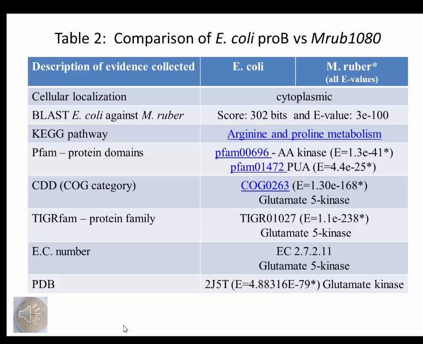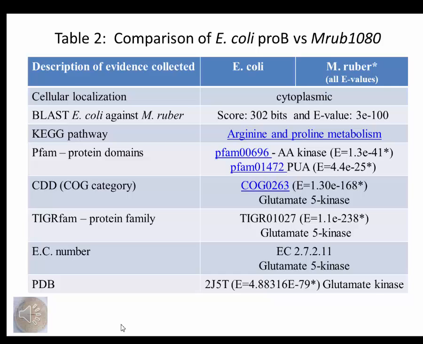As both E. coli and Mrub 1080 appear to be localized to the cytoplasm, again, exactly where you'd expect it to be. A BLAST comparison between the two gave us a relatively high bit score, but most importantly, a very low E value, indicating sequence similarity. They both are predicted to be in the same biochemical pathway, through KEGG analysis.